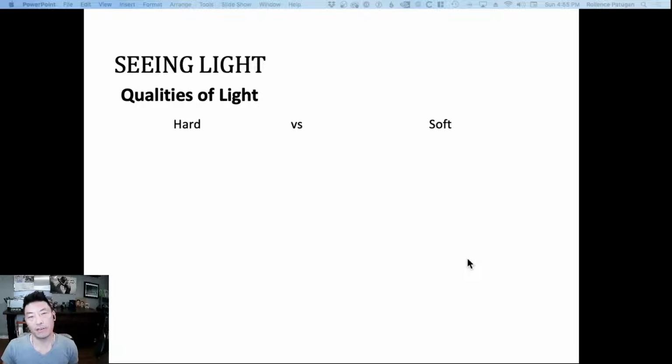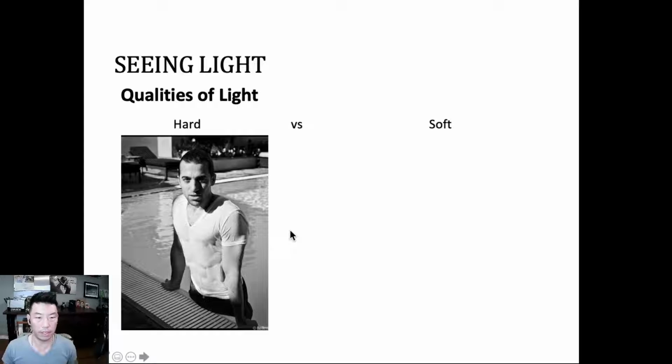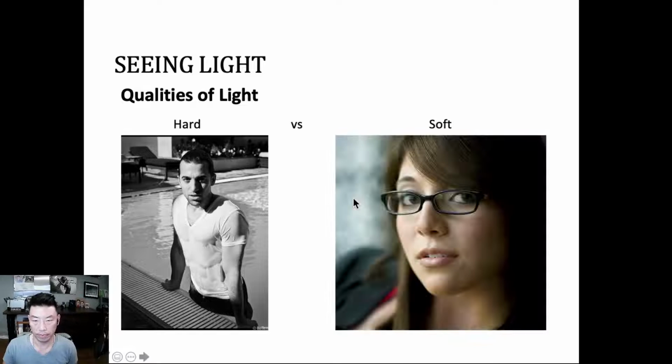Hey class, in this video I'm going to talk to you about seeing light and the different qualities of light. I'm going to break this down into two different types of light, a hard light versus a soft light. In this image here, this would be considered hard light on the subject matter versus something that has soft light. Take a look at these images and what do you see in terms of the differences on the subject matter?